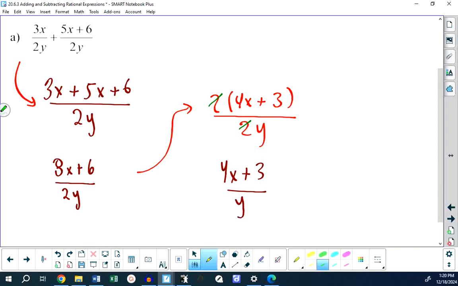Incidentally, because y was in the denominator of pieces to begin with, y is not allowed to be 0. But in today's lesson, I don't care about non-permissible values. Don't worry about them. That's not the point.